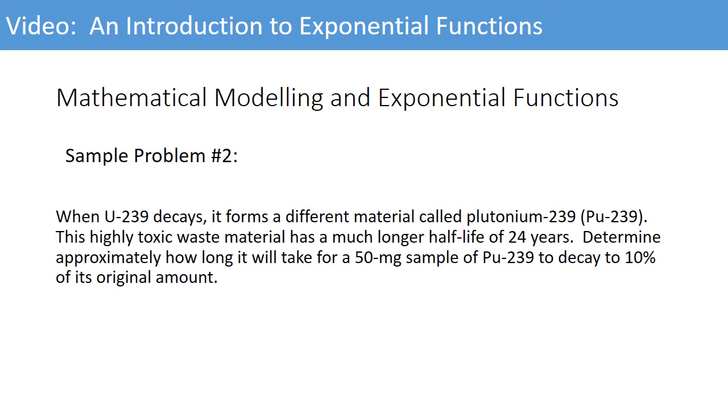Now, here's another example. When U-239 decays, it forms a different material called plutonium-239. This highly toxic waste material has a much longer half-life of 24 years. Determine approximately how long it would take for a 50 milligram sample of Pu-239 to decay to 10% of its original amount.